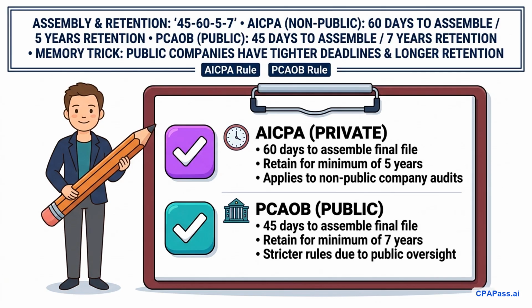Now let's discuss the strict timelines for assembling and retaining your audit files, summarized by the mnemonic 45-60-57. Under AICPA standards for non-public companies, you have 60 days after the report release date to assemble the final file, and you must retain it for at least 5 years. Under PCAOB standards for public companies, you have only 45 days to assemble the final file, and you must retain it for at least 7 years.